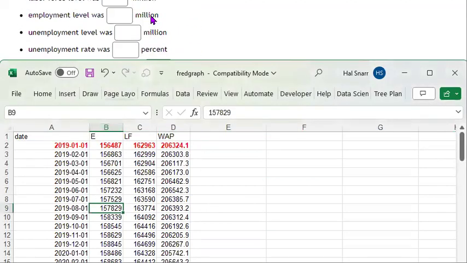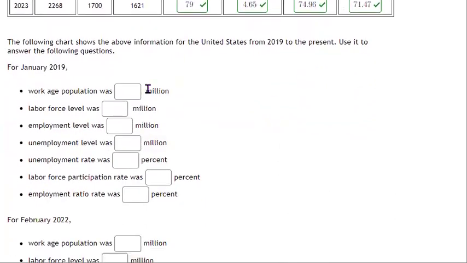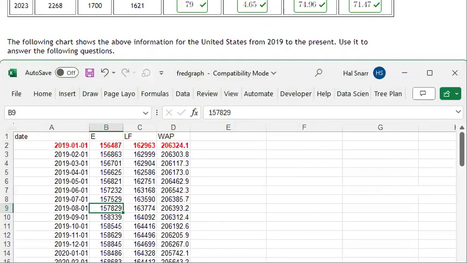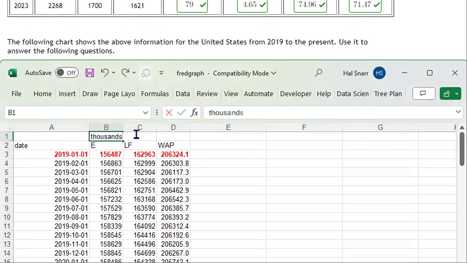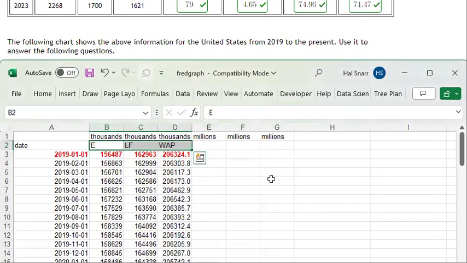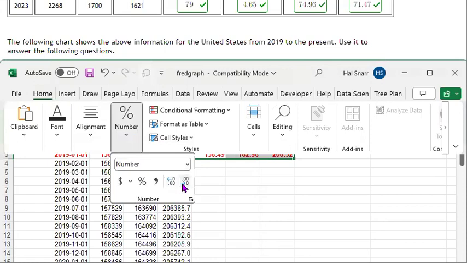And the working age population in January of 2019 in my model, and it says 2 decimal places, but these have to be in millions, right? Currently, they're in thousands. So this is 156,487 in thousands. We want millions. I'm going to copy these 3 things here and convert them to millions. The way you convert them to millions is divide each by 1,000. Now these are in millions. And then I only want 2 decimal places. So I'm going to go over here to Home, Number, and reduce the number of decimal places to 2.